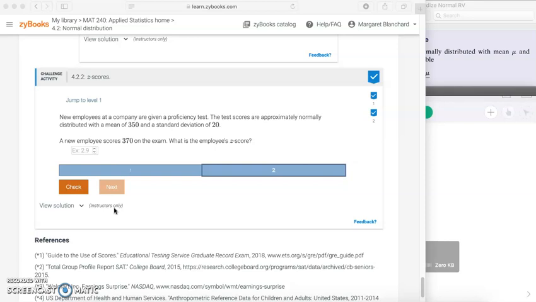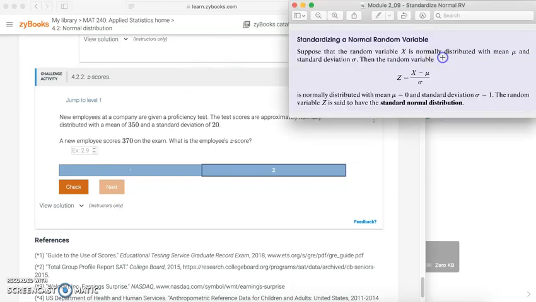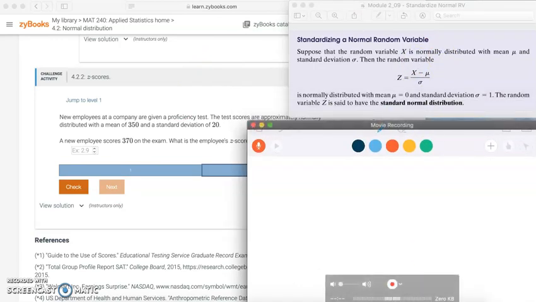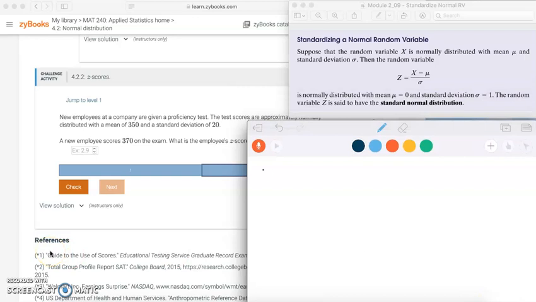So what we're saying is if we were to standardize this variable, so let's say we have this variable x, that's that 350 where the mean is. All these employee scores are x equals something. What we want to do is now convert them to a z-score where they are now standard normal with a mean of 0. So the way we do that is by using this formula. z equals x minus mu over sigma. So we're given from the problem right here that mu is equal to 350 and sigma is equal to 20.